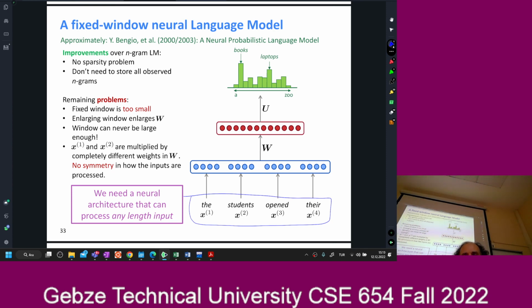I don't have that flexibility in here. I can only tell you the word right after these 4 words, okay? So I cannot make this work for arbitrarily long sentences. That's one thing, okay?